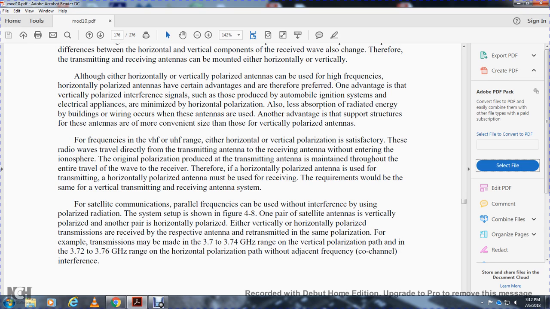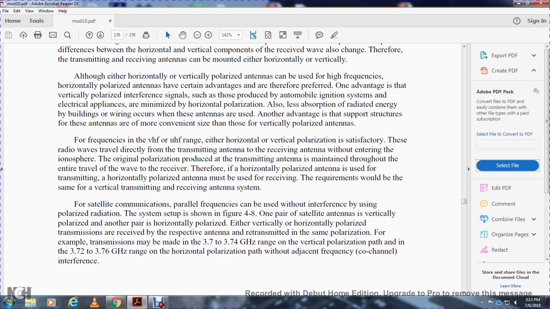The same requirement applies to vertical transmitting and receiving antenna systems. In satellite communication, parallel frequencies can be used without interference by using polarized radiation. The system is set up as shown in figure 4.8: one parallel system's satellite antenna is vertically polarized, and the other is horizontally polarized. Either vertically or horizontally polarized transmission is required, with the receiving antenna having the same polarization as the transmitting antenna.